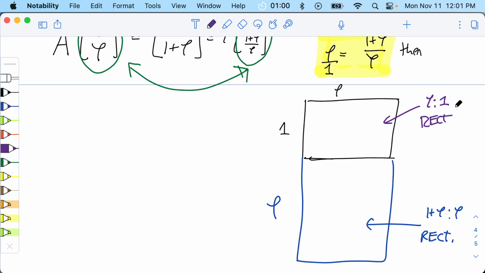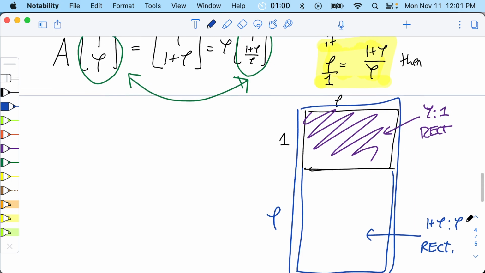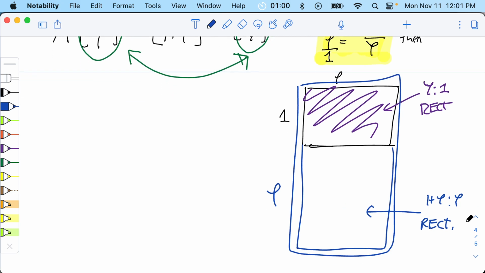So the little rectangle has a ratio of phi to 1. That's this little guy. And the big rectangle has a ratio of 1 plus phi to phi. And so my little equation says these two rectangles are similar. They're the same shape, just one is smaller than the other. That's the phi we're looking for.